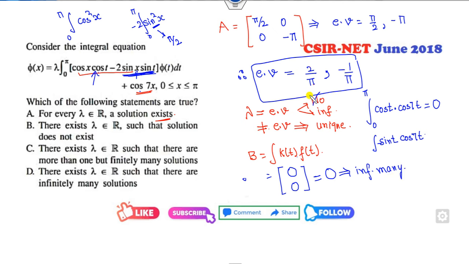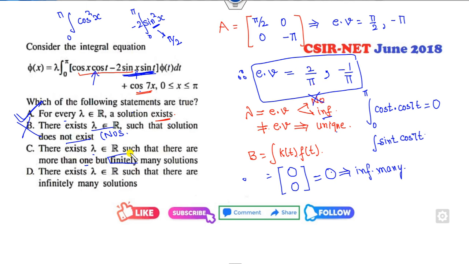So this number will be, so either of the cases you will get as a solution. So for every value of lambda, a solution exists. There exists lambda such that a solution does not exist. That means no solution, but we will get as always either the unique solution or infinite solutions.